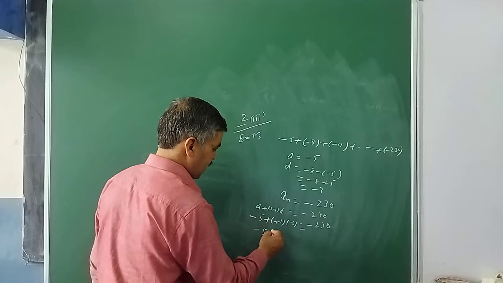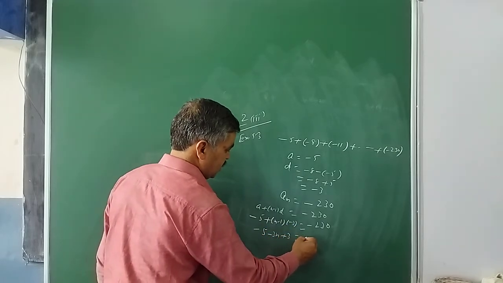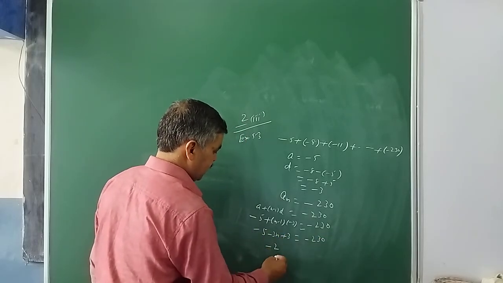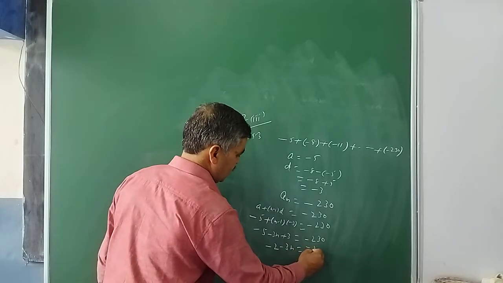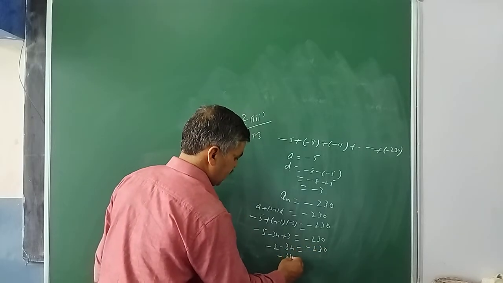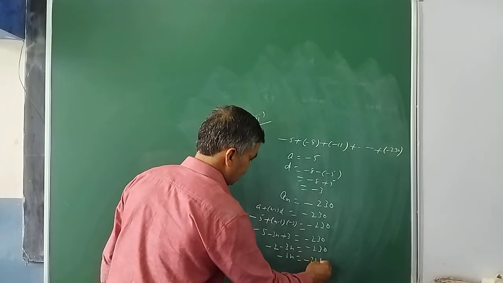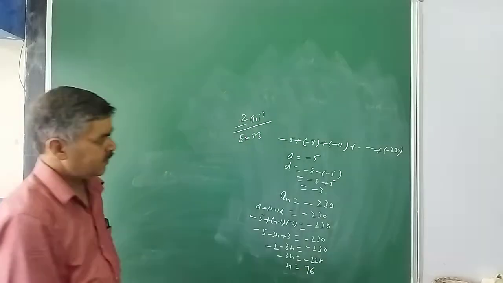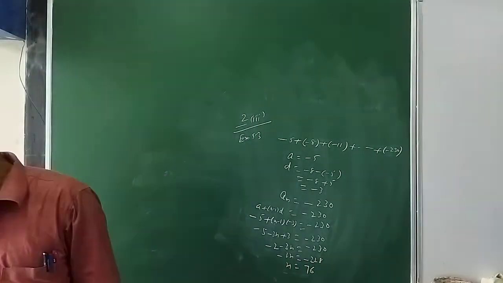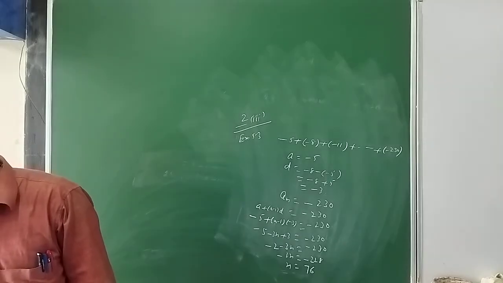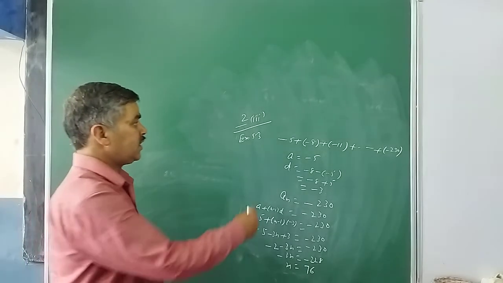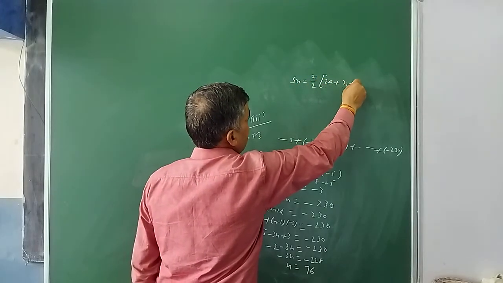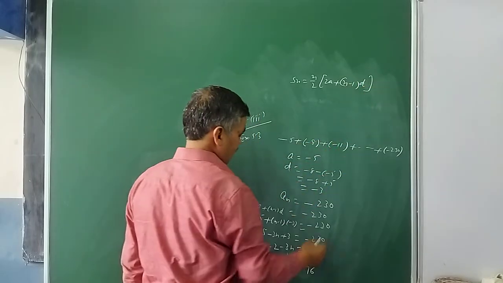Minus 5 minus 3n plus 3 is equal to minus 230. Solving this, n is equal to 76. So here you have to write n is equal to 76, and finally Sn is equal to n by 2 into 2a plus n minus 1 into d. You need to find Sn.